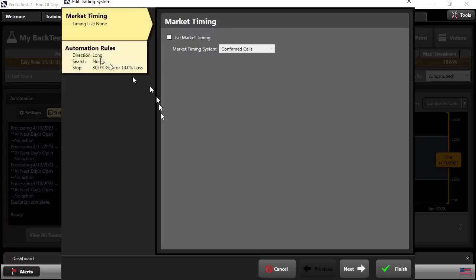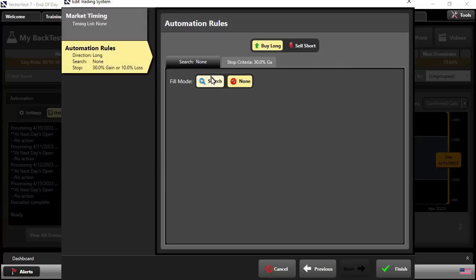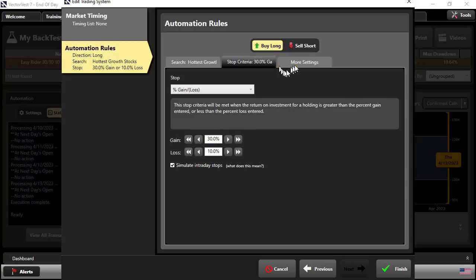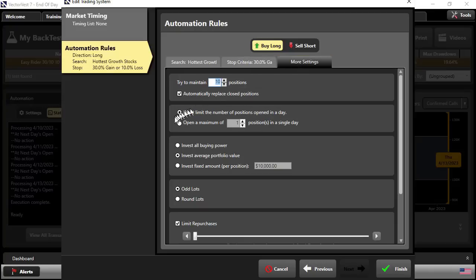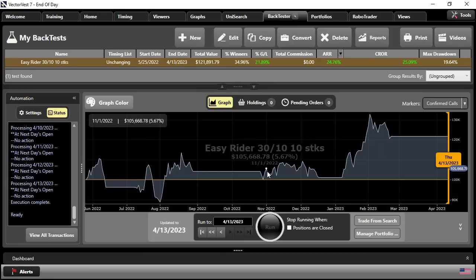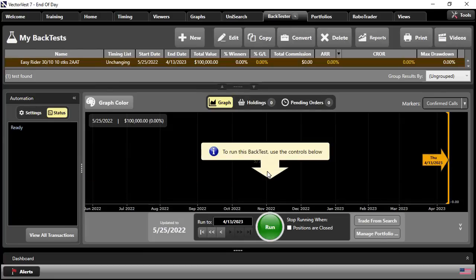And we'll change our trading rules. Remember, we're going back to the beginning here. So now this is hottest growth stocks, 3010. But in more settings, we're going to open a maximum of two positions in a single day. Finish and run manually. So we picked up the dates from the prior because we copied the prior test. All of that carries forward. I simply have to go back in and re-execute the test. And that process is the same. So in the interest of saving time, let me just show you the results of that test.